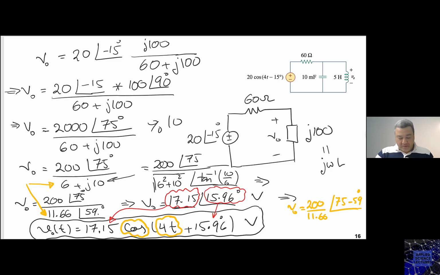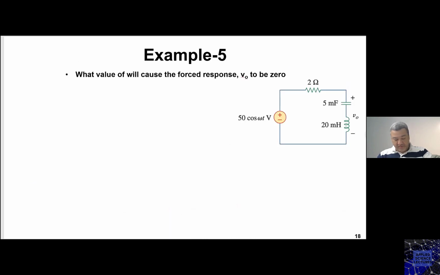Okay. So let's move on to the next example. Here we have a capacitor, an inductor, a series resonator actually.